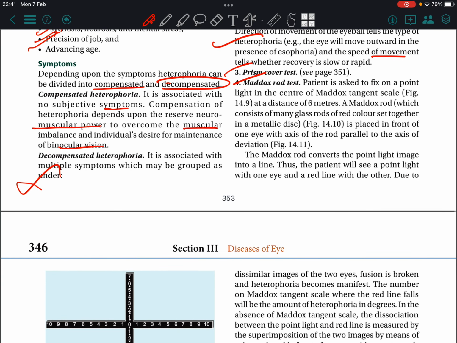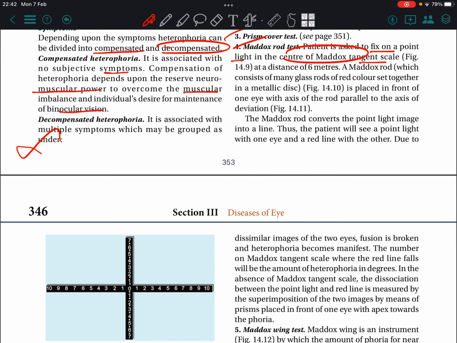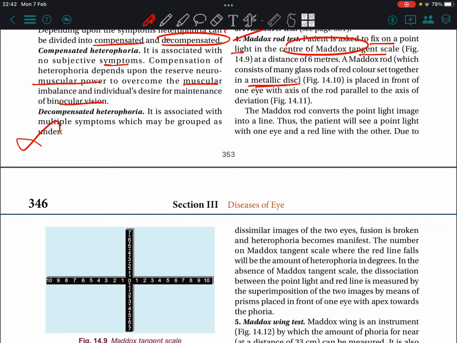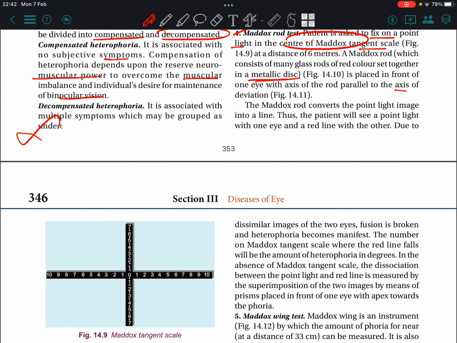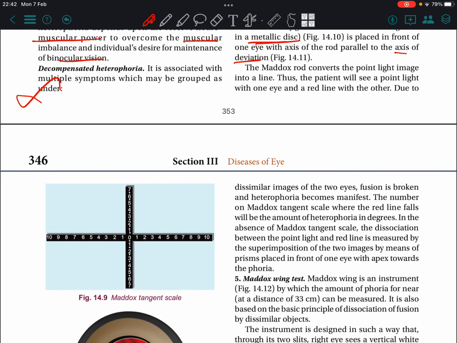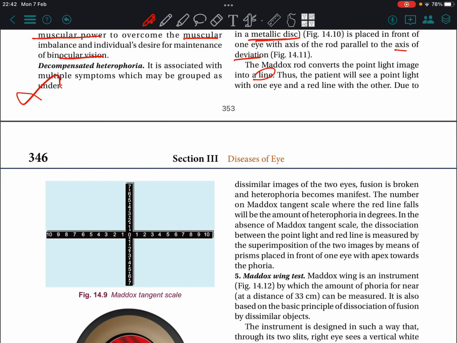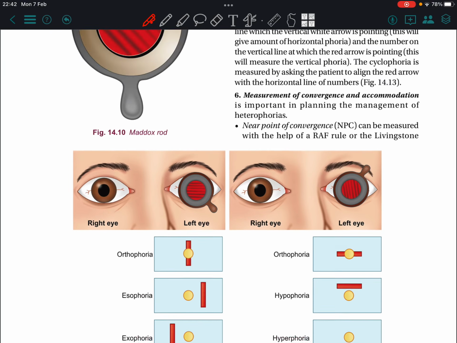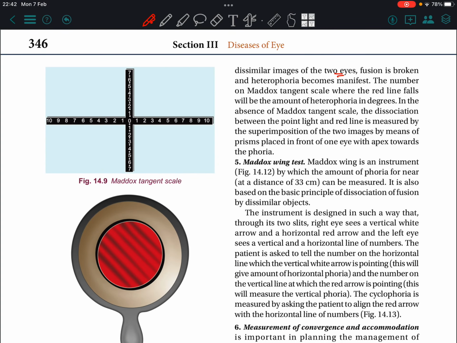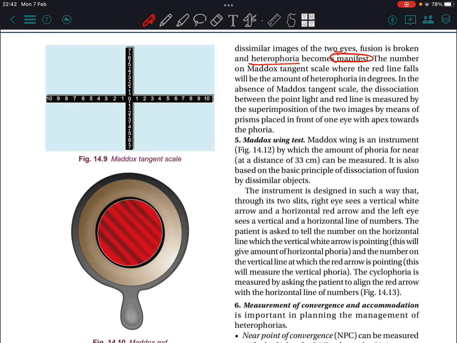Prism cover test, Maddox rod test. In Maddox rod test, patient is asked to fix on a point of light in the center of Maddox tangent scale at a distance of 6 meters. A Maddox rod consists of many glass rods of red color set together in a metallic disc. It is placed in front of one eye with axis of rod parallel to axis of deviation. The Maddox rod converts the point light image into a line. Thus, patient will see a point light with one eye and red line with the other. Due to dissimilar images of two eyes, fusion is broken and heterophoria becomes manifest. The number on Maddox tangent scale where the red line falls will be the amount of heterophoria in degrees.